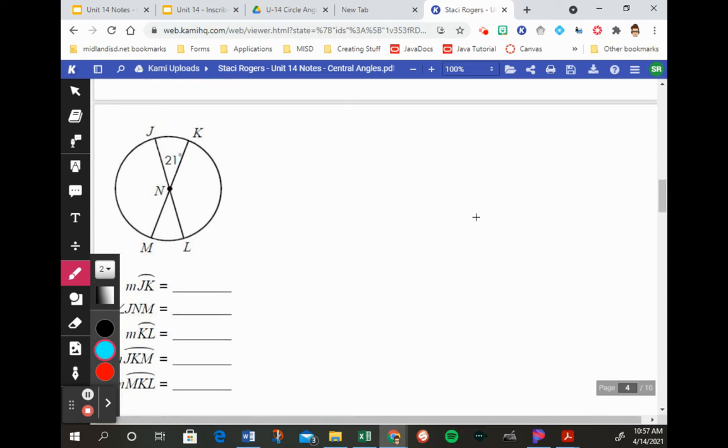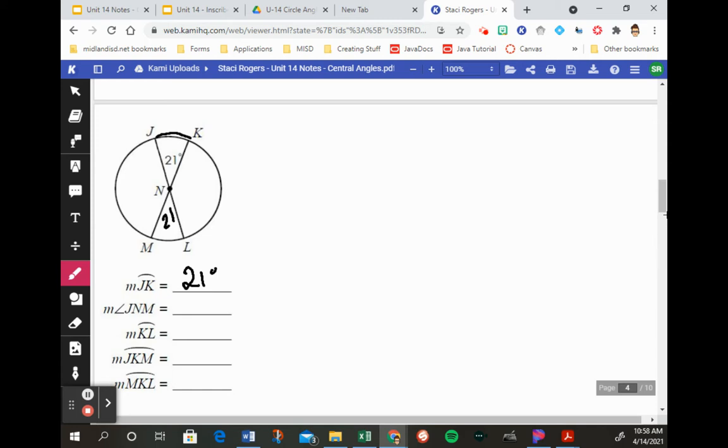So this one goes back to when we were doing vertical angles. Vertical angles means that we have angles that are vertical, they make a V. So angle JNK and angle MNL are the same. So I'm going to write 21 right here. So arc JK, this arc up here, is the same as the angle JNK. So it's 21 degrees.